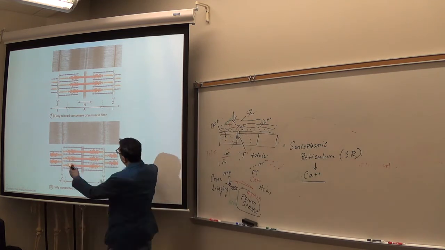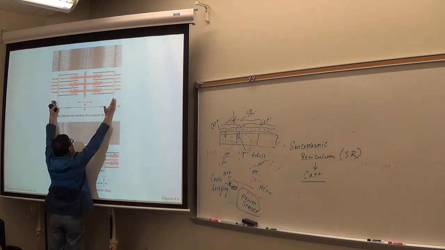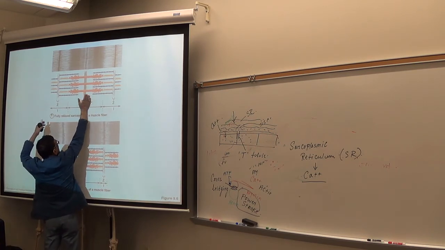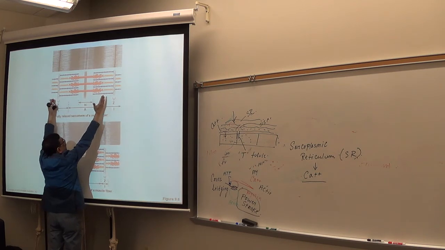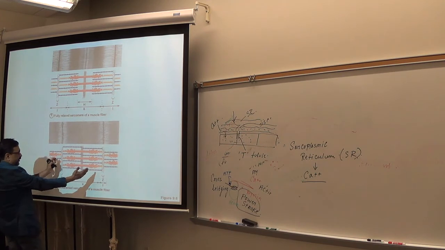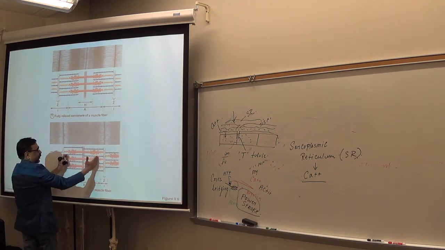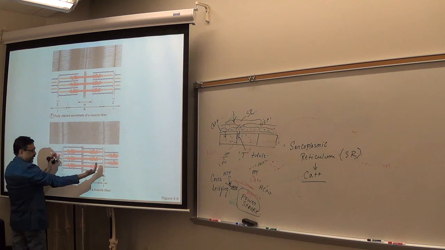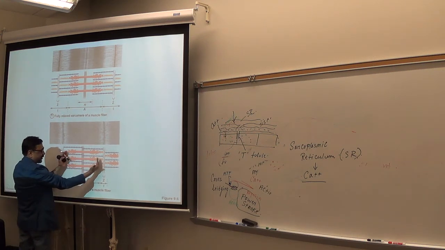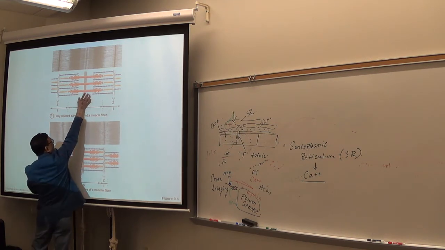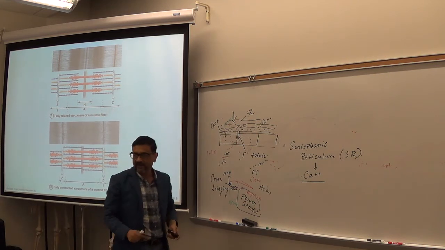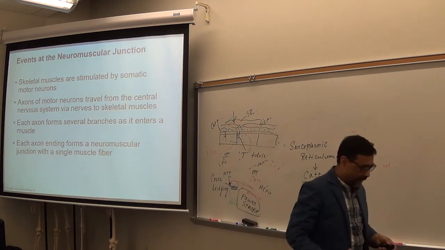And when the Z discs come close to each other, shortening the sarcomere, what happens? You see, this gap is no more there because the thin filaments are moving this way. So this is the shortening of the sarcomere. Two Z discs come close to each other, the thin filaments come close to each other, so that gap is gone. So that's why you see this color change. Okay, makes sense, right?